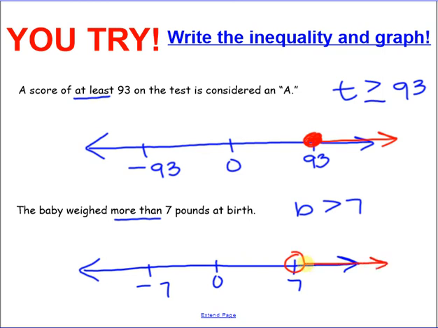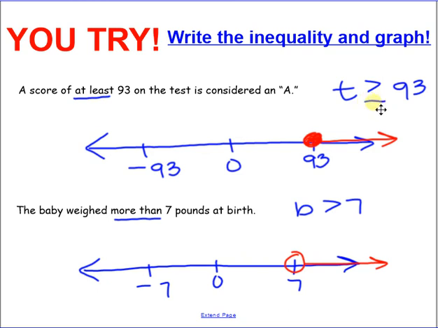Okay, if you're not done, pause the video and finish. If you are done, we're going to go over the answers. So for the first one, you should have gotten T is greater than or equal to 93. And the reason why we have greater than or equal to is because you need a score of at least 93 points. So are you okay if you get a 93? Yes, you are. So you have the equal to bar underneath.